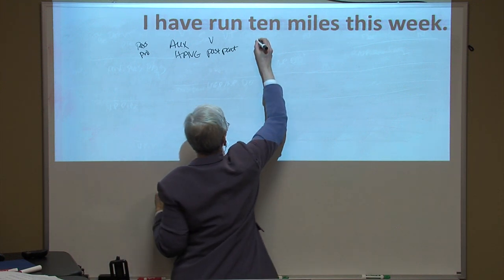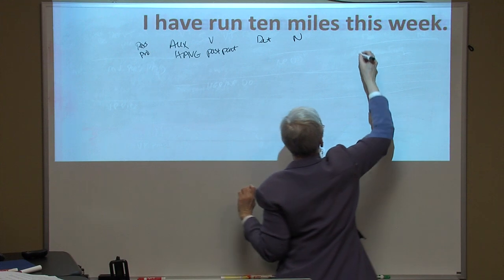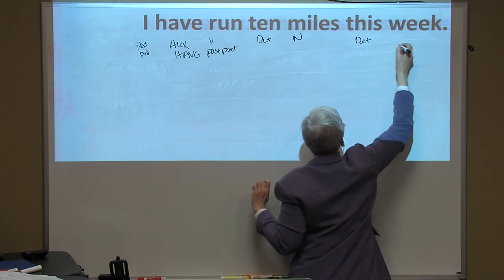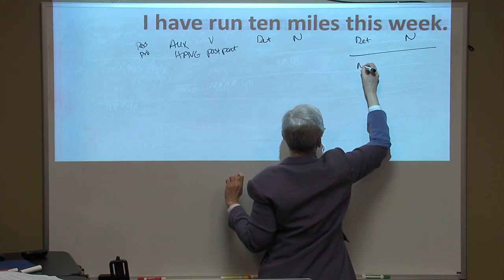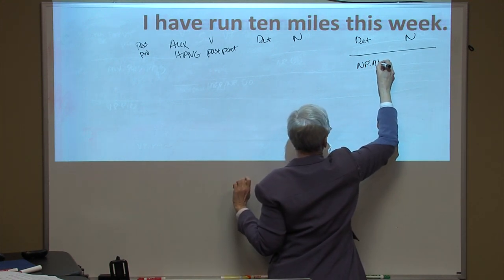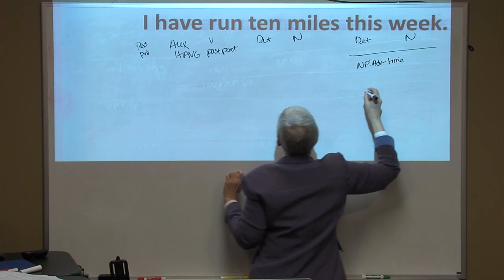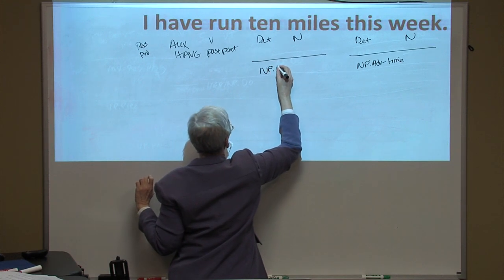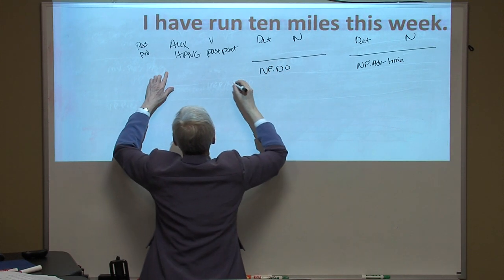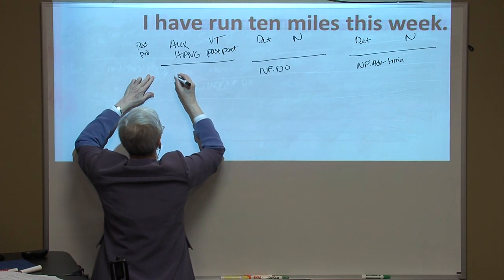10 is a determiner, miles is a noun, and this is the determiner, and week is a noun. So this week, a noun phrase functioning as adverb of time. 10 miles, noun phrase functioning as the direct object of our main verb, have run. So this is a transitive verb.